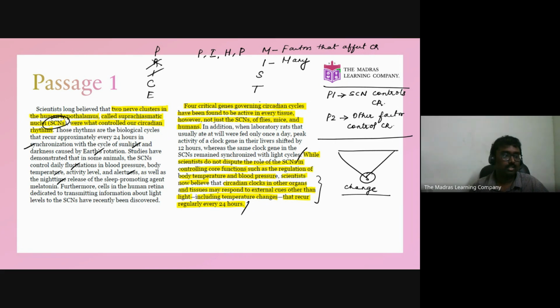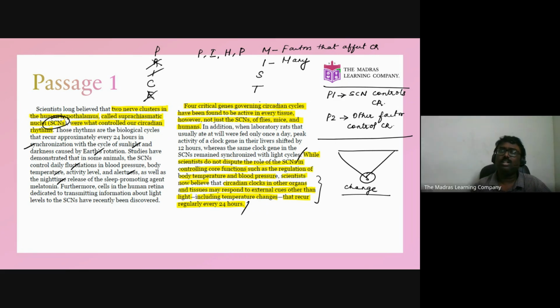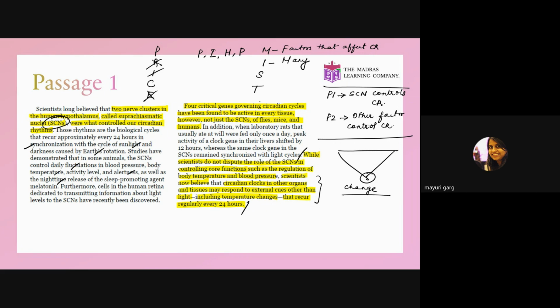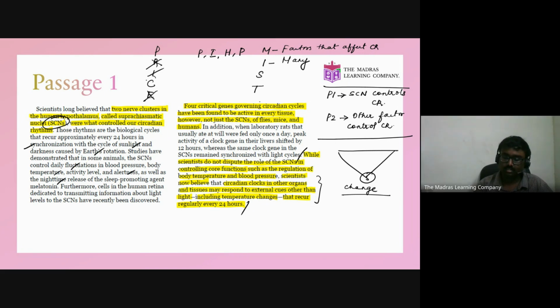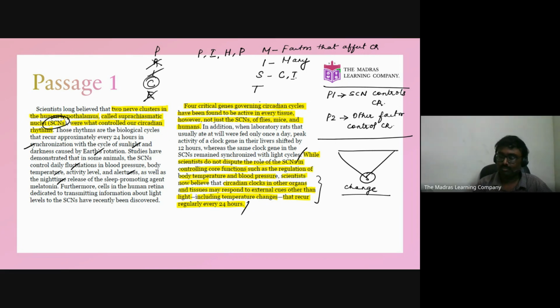Mayuri, are you trying to say something? Yeah, I'm saying it's not trying to evaluate. Evaluate is when the author is trying to find out whether something is working or not working. Okay, it's correct. Why is it correct? Because it started by saying SCNs affect it, and then later changed it, saying that other factors also do. So correct and inform.